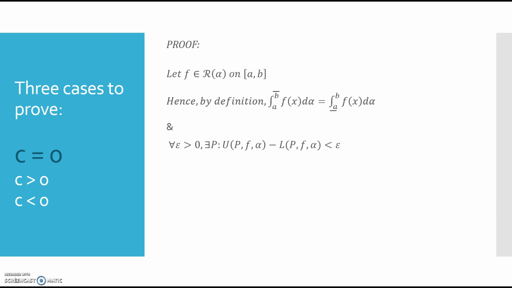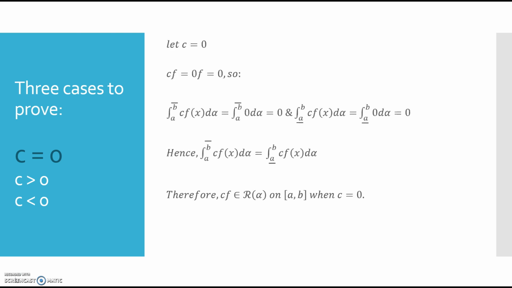for all real numbers. So if we let c equal 0, well, c times the function is just simply going to equal 0. And when we look at the upper and lower integrals of that function, cf, we're really just looking at the upper and lower integrals of 0. So since they're both equal to 0, they equal each other, and hence, by definition, since the upper and lower integral are equal, cf must be integrable on the closed interval ab when c is equal to 0.